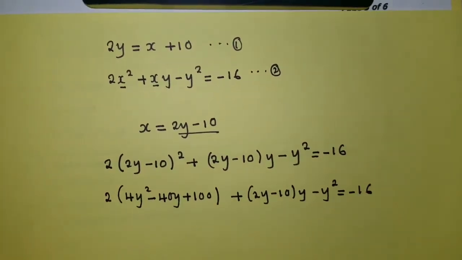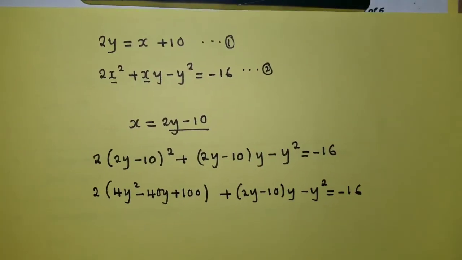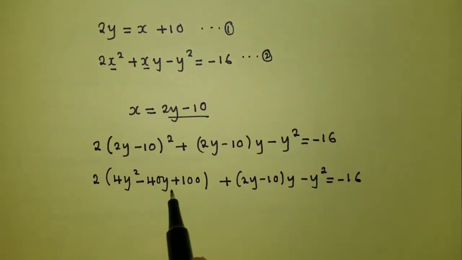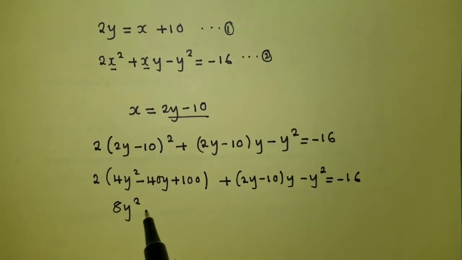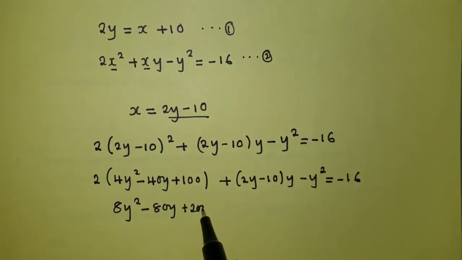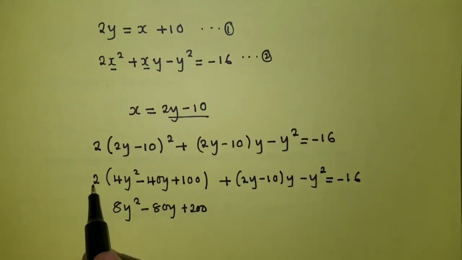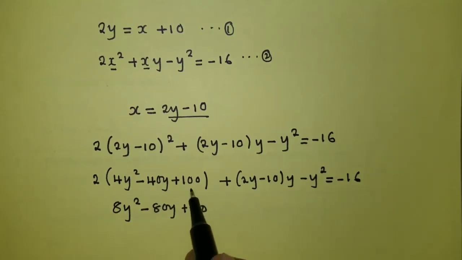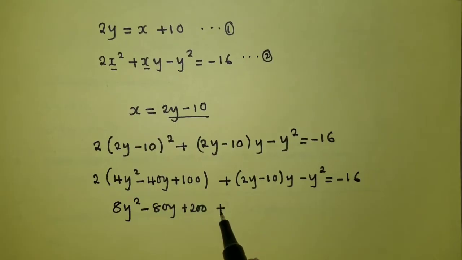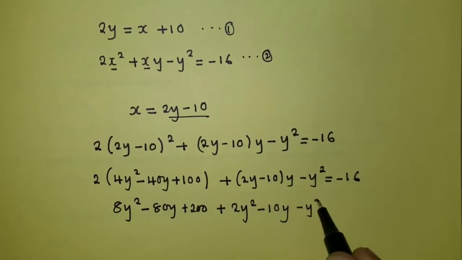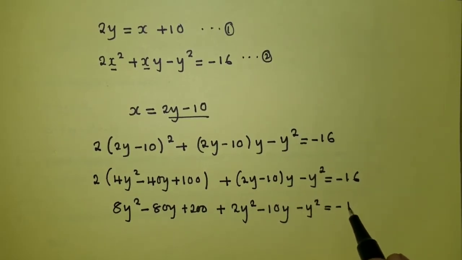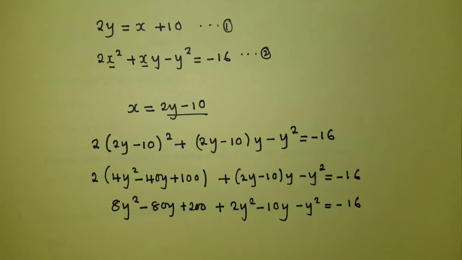So now, from this stage, we can get rid of the brackets. We're getting 8y minus 80 plus 200. I've just multiplied these two by everything that is inside the brackets, plus 2y power 2 minus 10y minus y power 2 is equal to negative 16.